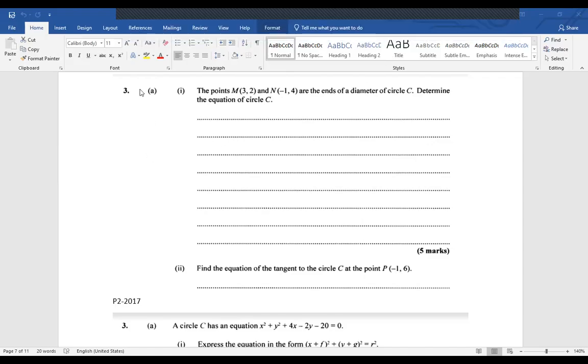This is the question we're doing now. It is Paper 2, 2016, number 3, part 2. And they want us to find the equation of the tangent to the circle at the point (-1, 6). So let's do that.